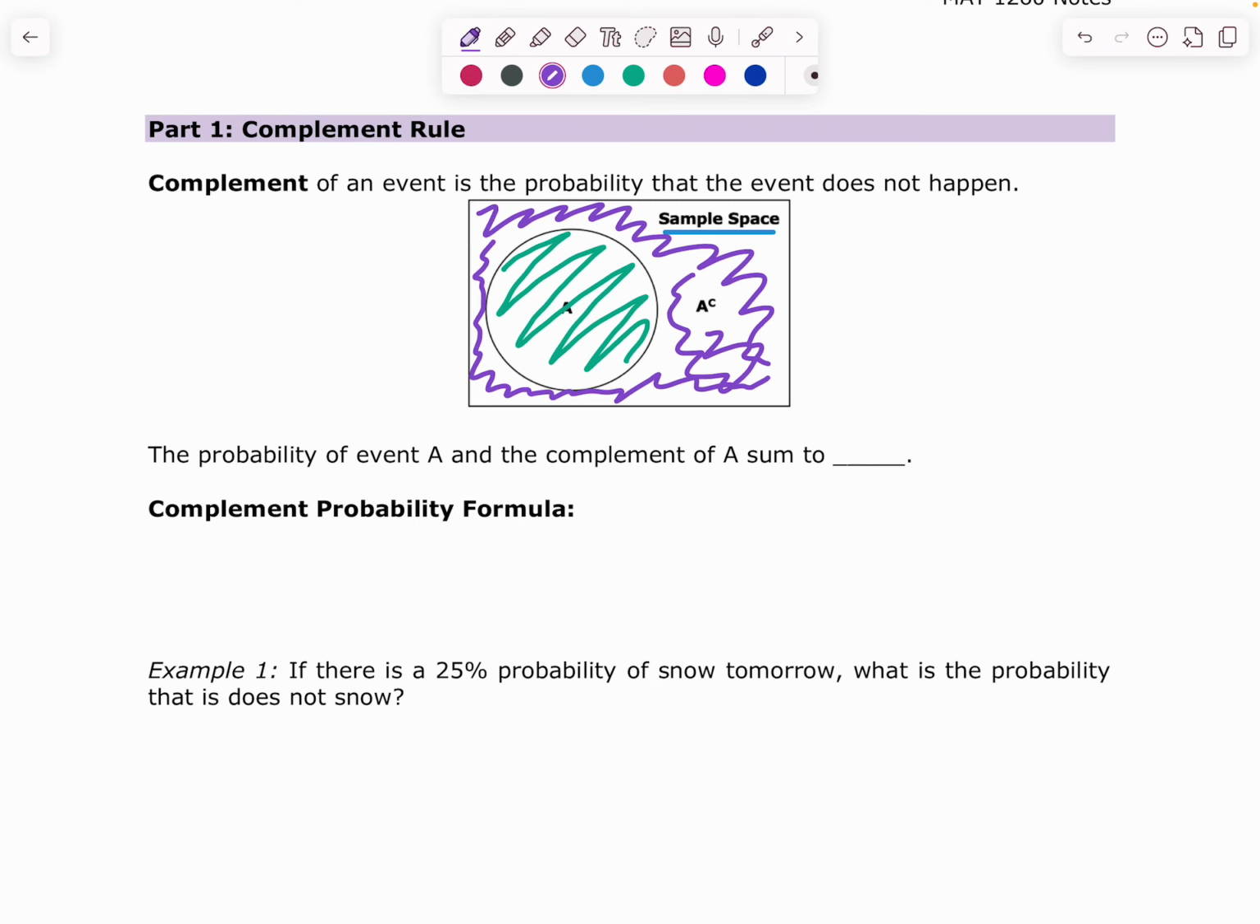So the probability of the event A and the probability of the complement of A have to sum to 1. So the complement probability formula says that the probability of A complement, and we use a little c above the A, kind of in the exponent place to signify complement, is equal to 1 minus the probability of A.